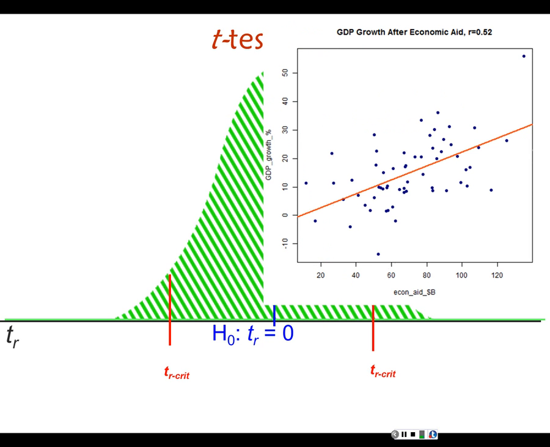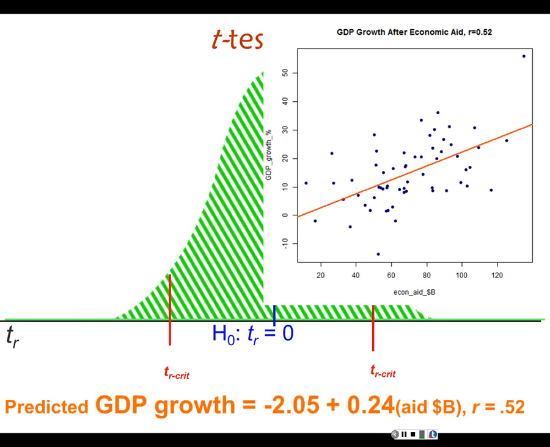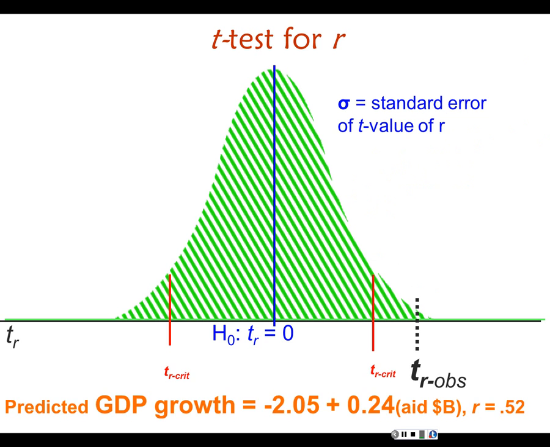Now, if we have a value way over here on the right, then this must be what's happening. So we've got this in our sample. We find that GDP growth after economic aid in this example, the correlation value is 0.52, and we have this regression equation, negative 2.05 plus 0.24 times the aid in billions of dollars equals GDP growth of countries. And our observations are a bunch of different countries, these dots you see here in the plot. So there's our association. There's the best fitting regression line. Our correlation is 0.52, so we turn that correlation of 0.52 into a t-value. If our observed t-value is over here, then we reject the null hypothesis.